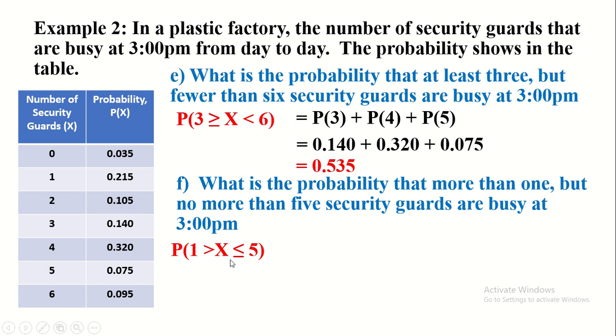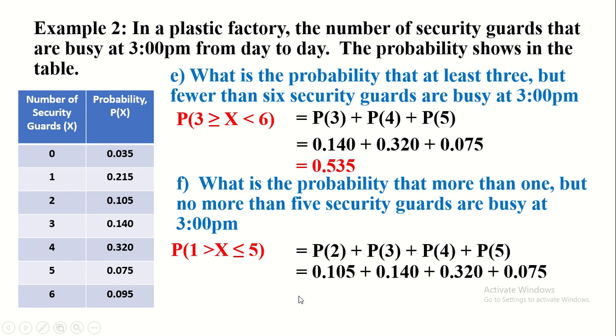Kasi may equal sign ka rito. Pero dito, magsisimula ka kay probability 2 kasi dapat daw greater than kay 1. Wala ka namang equal sign rito para mag-start ka kay probability of 1. So, we have probability of 2 plus probability of 3 plus probability of 4 plus probability of 5. Isinama natin si probability of 5 kasi may equal sign ka ron.